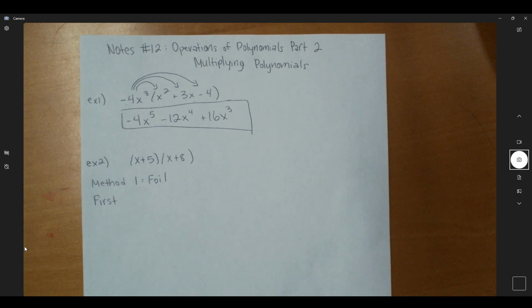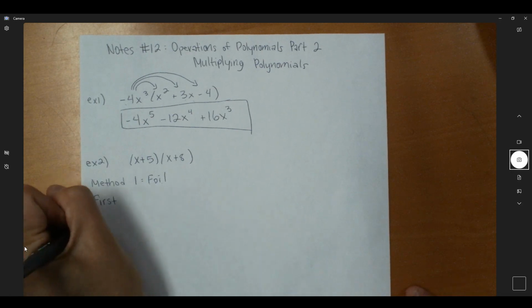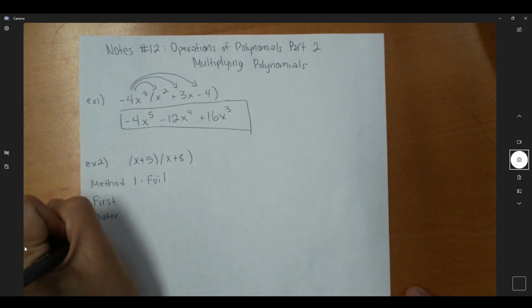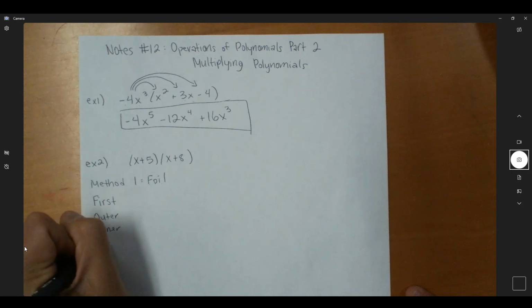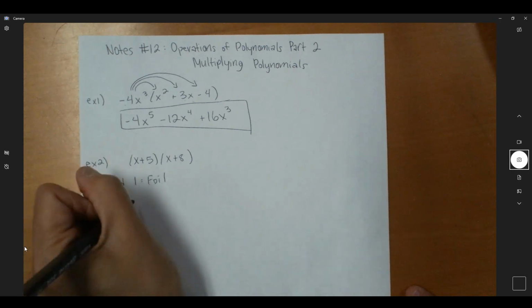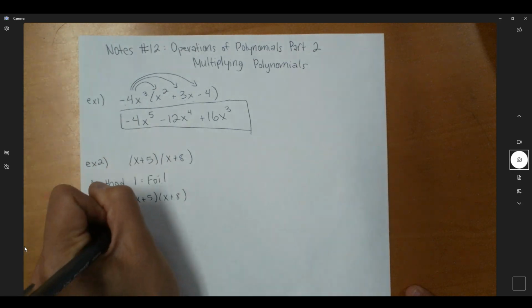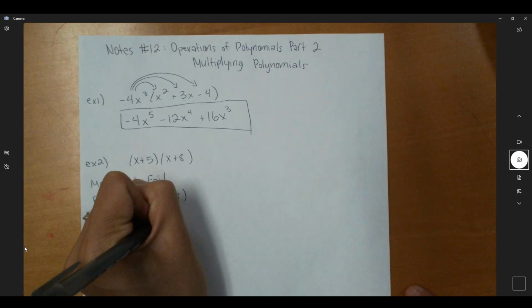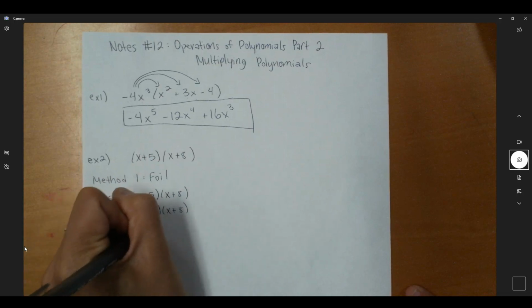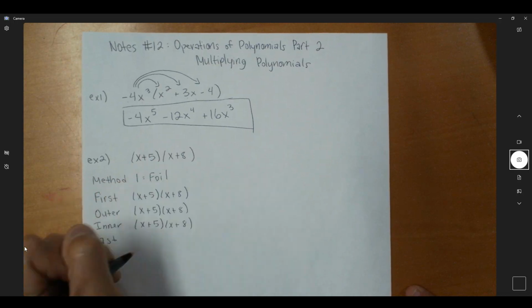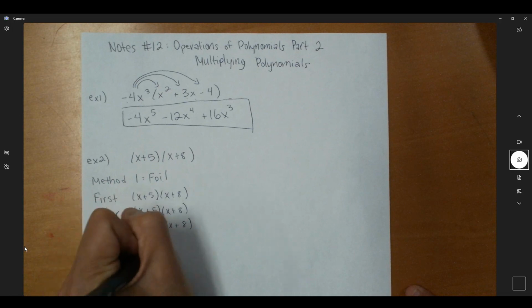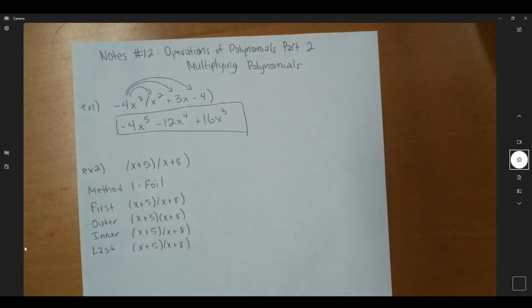So that would be, if I were to write this, let me show you guys: first, outer, inner, last. So we would take this, and I'm going to write it. You do not normally have to write this 4 times. I'm just going to use highlighter and show you the different parts. So again, if you're doing this, you wouldn't be doing all this.